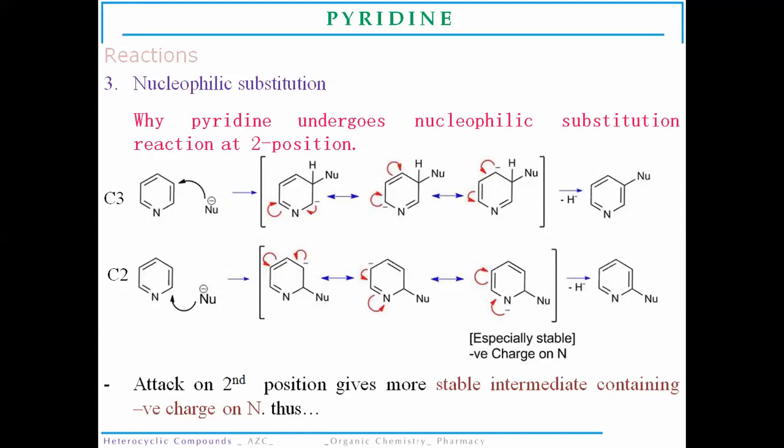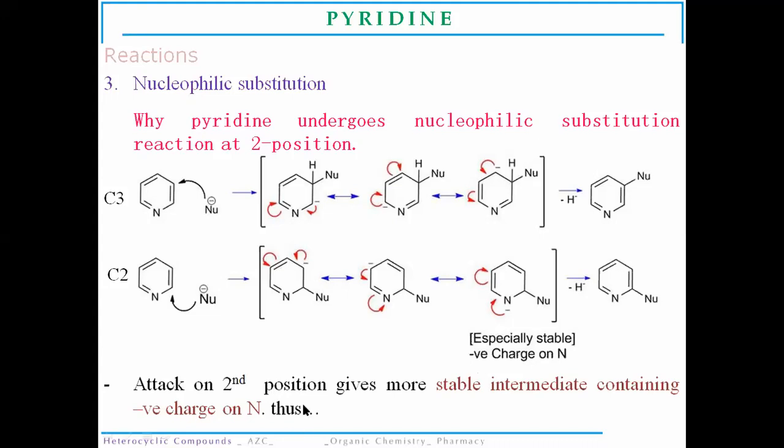Now, nucleophilic substitution in the case of the pyridine molecule. Pyridine undergoes nucleophilic substitution at the second position. Already we have discussed electrophilic substitutions, which happen at the third position, but in the case of the pyridine molecule, nucleophilic substitutions happen at the second position. Attack of a nucleophile at the second position gives a more stable intermediate containing the negative charge on the nitrogen atom.